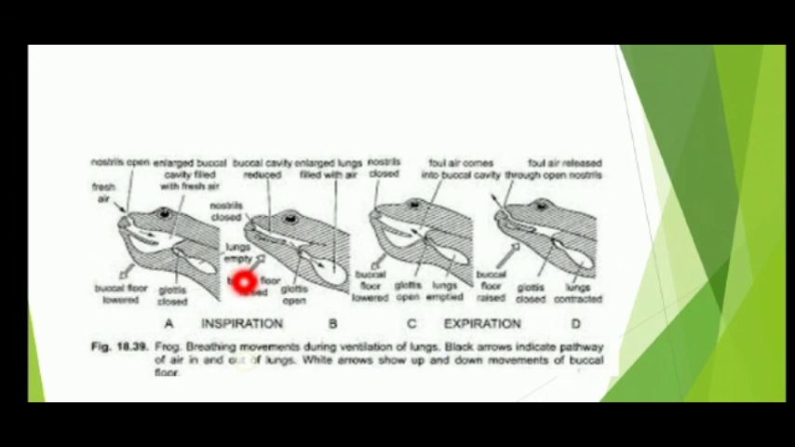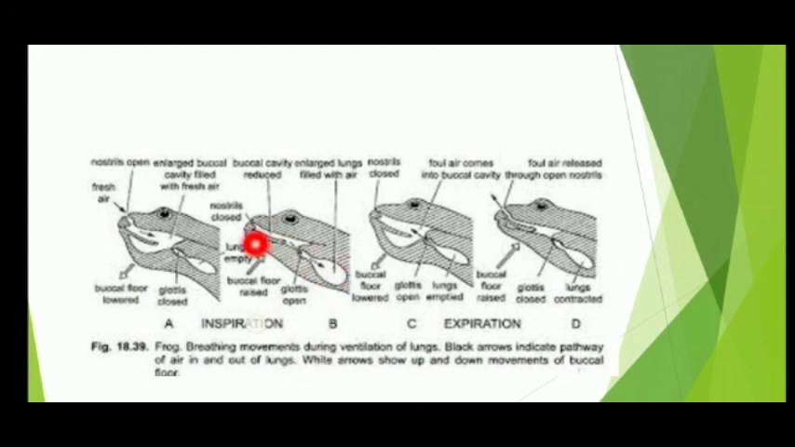And in this figure, the buccal floor is raised. So the volume of the buccal cavity decreases. It diminishes the capacity of the buccal cavity. So if the volume of the buccal cavity decreases, that means pressure increases. So automatically the air moves from the region of high pressure, that is the buccal cavity, to the region of lower pressure, that is the lungs.